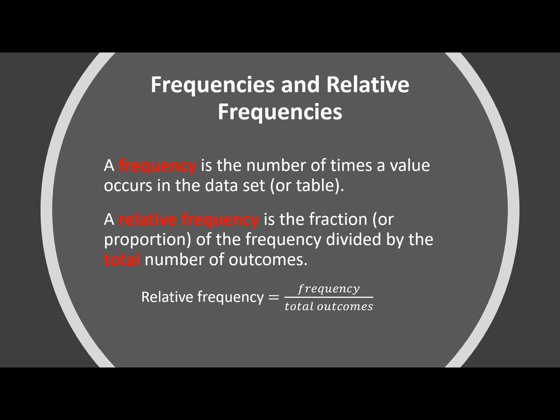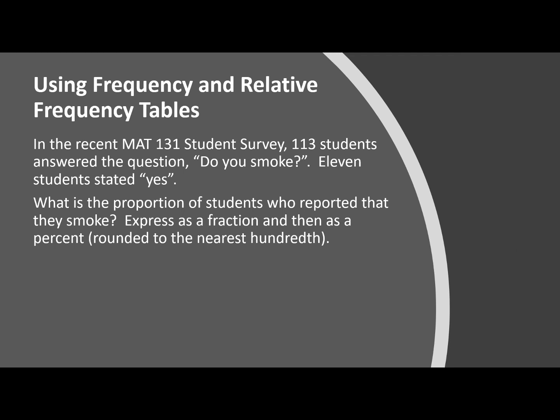Let's do some examples. In the recent MAT 131 student survey, 113 students answered the question, "Do you smoke?" 11 students stated yes. What is the proportion of the students who reported that they smoke? Express as a fraction, then as a percent rounded to the nearest hundredth. So we are given that out of 113 students, that's the total number of outcomes, 11 reported that they smoke. That's our frequency. So the proportion of students who smoke would be the frequency divided by the total.